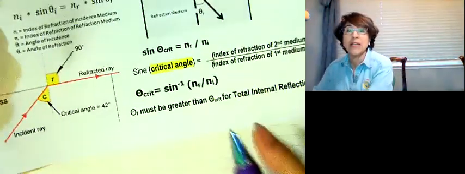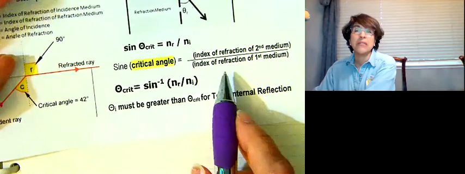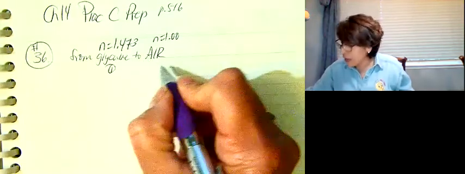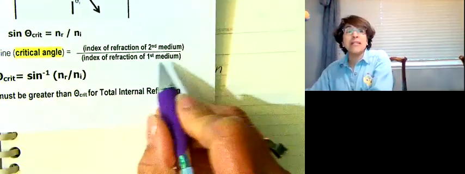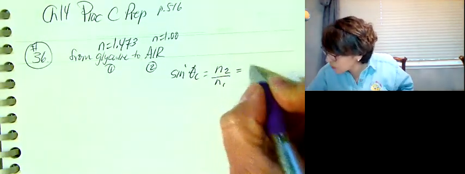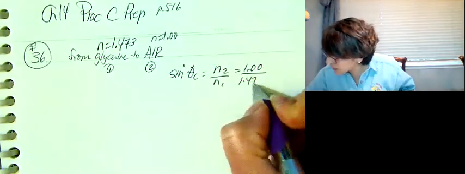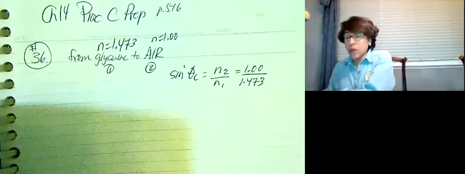And all we need is that the sine of the critical angle is the index of the second medium divided by the index of the first medium. We're going from glycerin, the first medium, to air, the second medium. So the sine of the critical angle is N2 over N1. Air is the second medium, so that's 1.00, and the first one is 1.473.